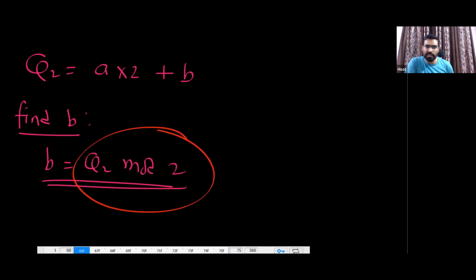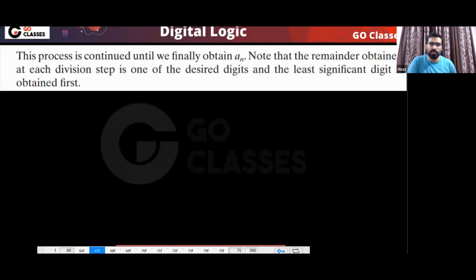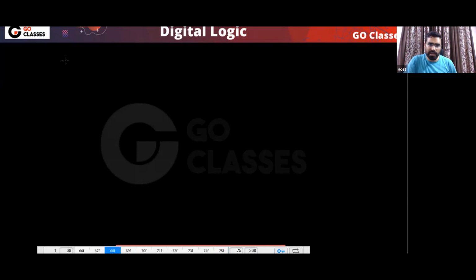So this is the idea behind this proof, behind this algorithm. Why do we do successive division? This is the process we will continue. This is the idea. Let's take an example, so this concept will be clear.